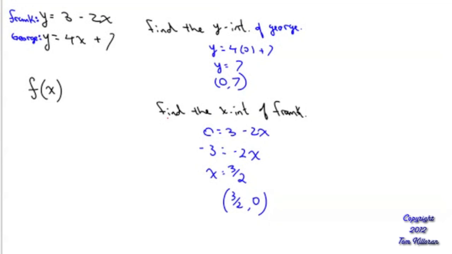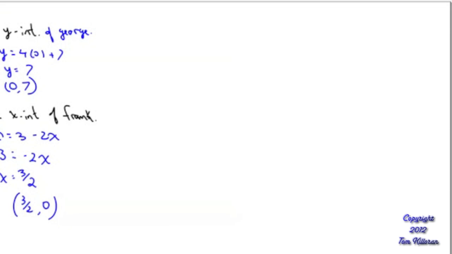So I can also write F of a, and then just replace all the x's with a's, and then we're having Frank work with a bunch of a's. George, of course, is going to be G, and he's also going to be working with a bunch of x's. Now, f of x is equal to 3 minus 2x, and g of x is equal to 4x plus 7.